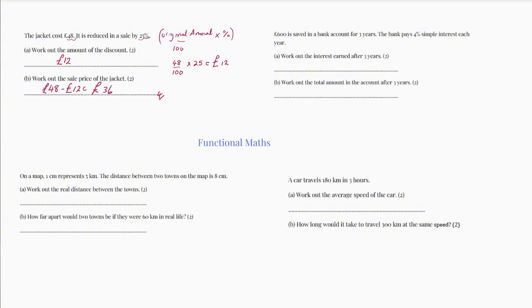So the next one, £600 is saved in a bank account for 3 years. The bank pays 4% simple interest each year. Work out the interest earned after 3 years. So this is where we're going to just do a little bit of formula again. So we're going to do our percentage and our amount. So we have 600 divided by 100 times 4, which is our percent. Now that gives you £24, okay?